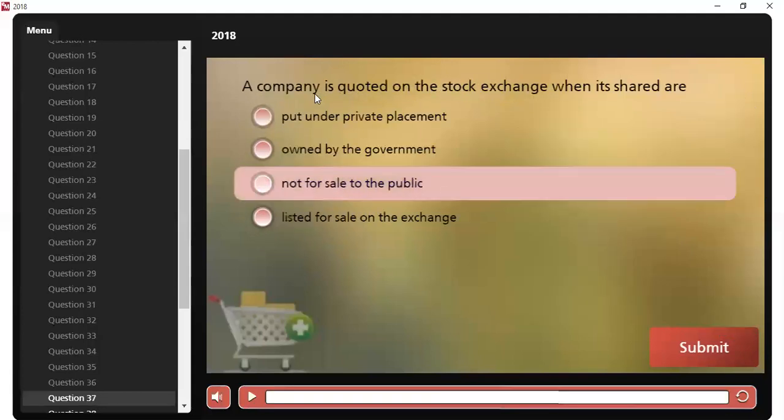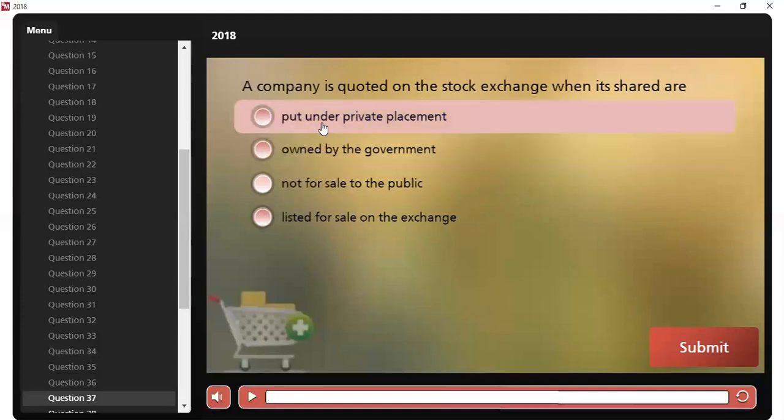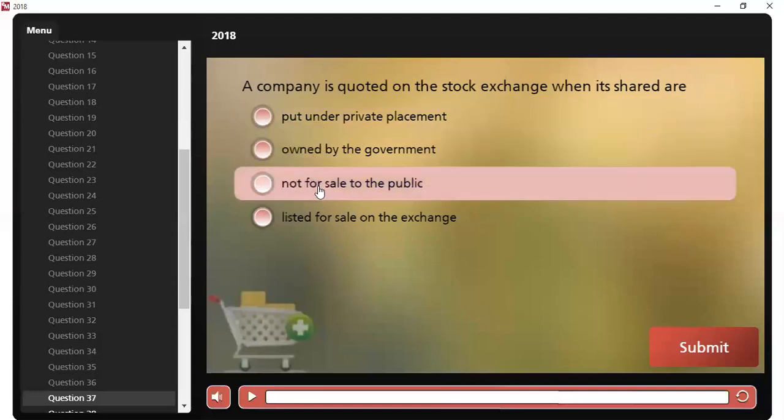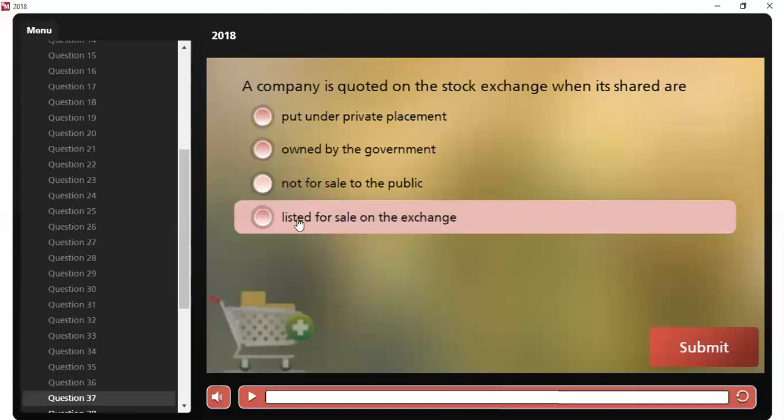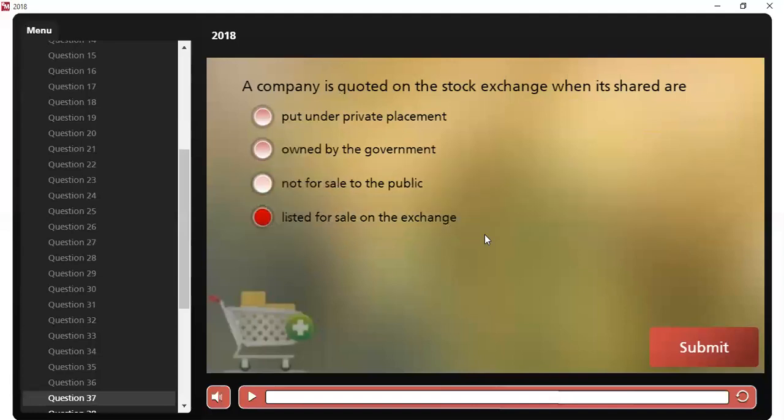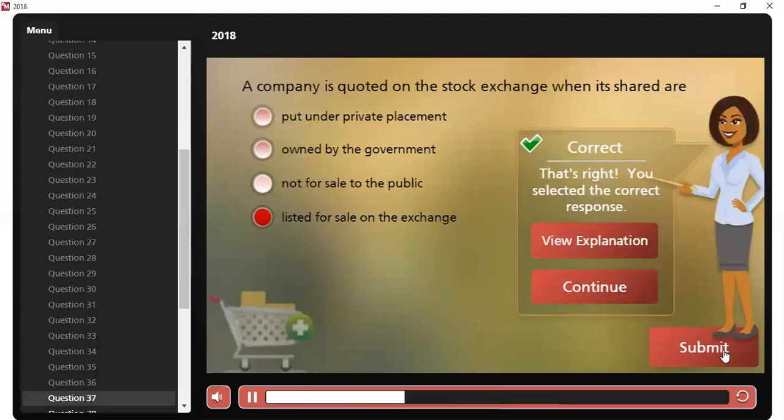Question 37. A company is quoted on the stock exchange when its shares are put under private placement, owned by the government, not for sale to the public, listed for sale on the exchange. Of course, the answer is listed for sale on the exchange.